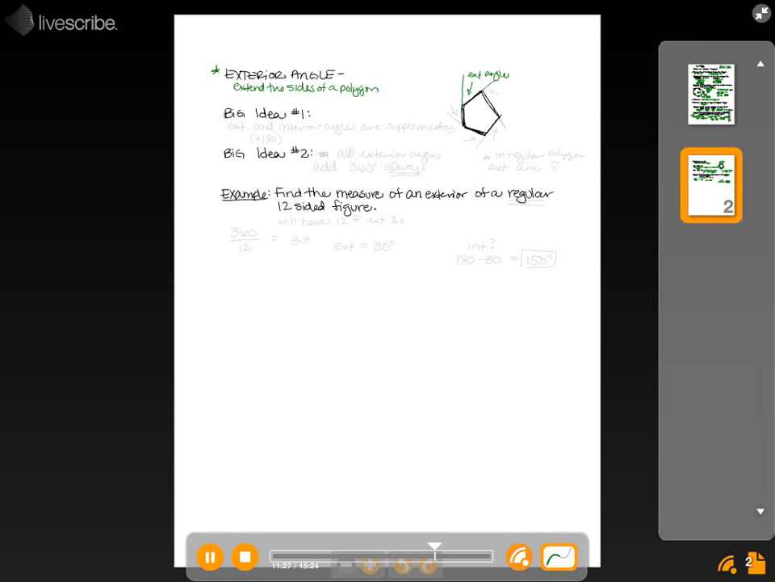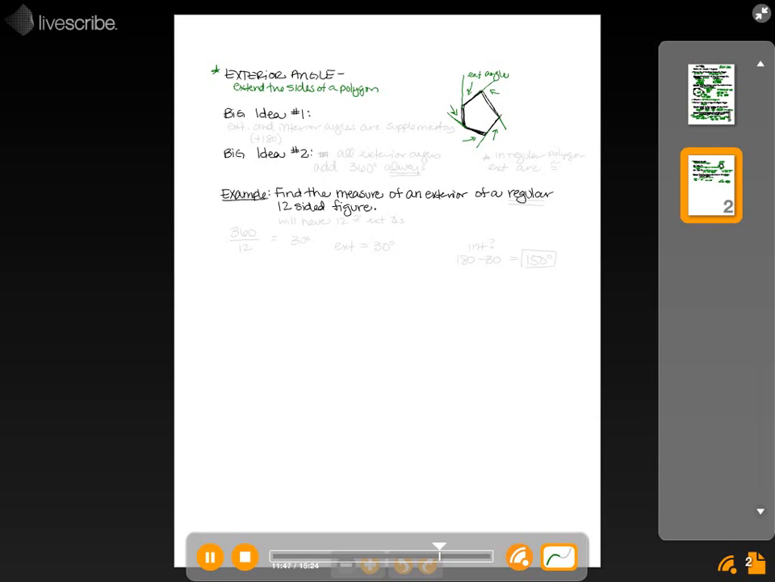It's what's formed, and you can extend all the sides as long as you keep extending them in the same direction. Notice how I'm extending this up or to the left. I extend this one the same way. I'm going the same direction. So this is what our figure looks like. And each one of these is an exterior angle.